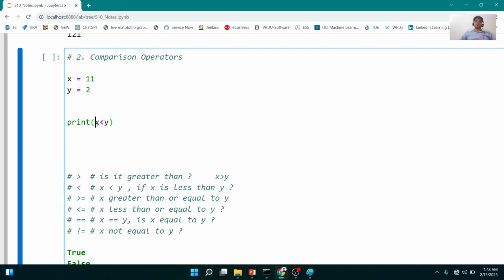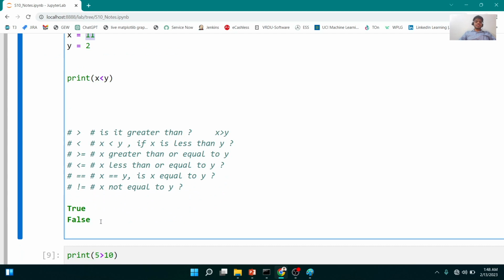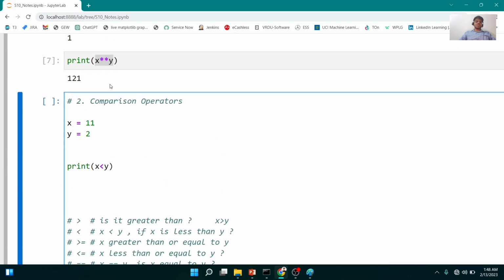So you always read it from left to right. X is less than y. Is it true? Let's look at it. X is 11 and y is 2. So is 11 less than 2? It's false. Remember, whenever I do any comparison, the response of Python is always going to be either true or false, because we are doing a comparison. So if I run this, let's see what's the response of Python.